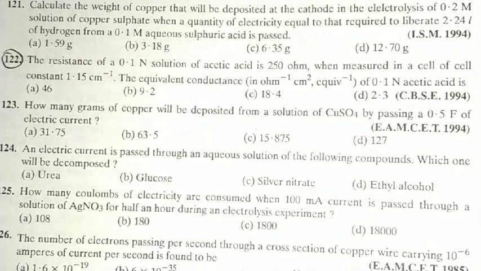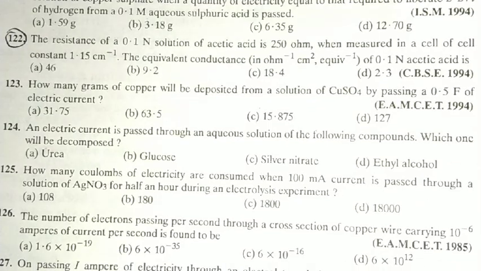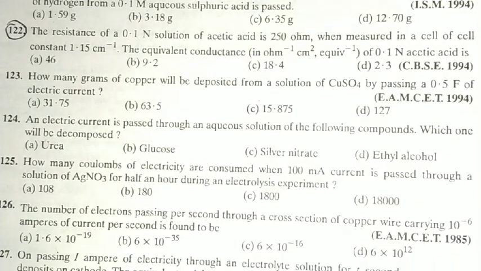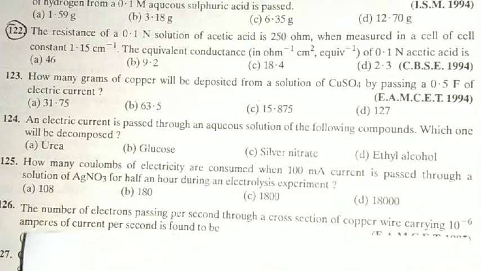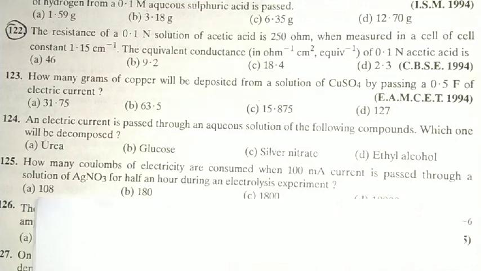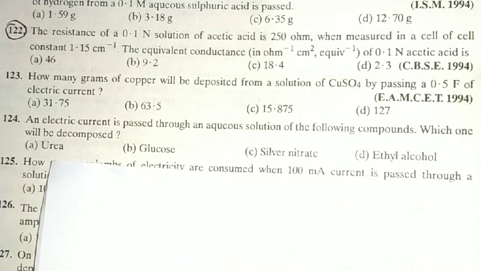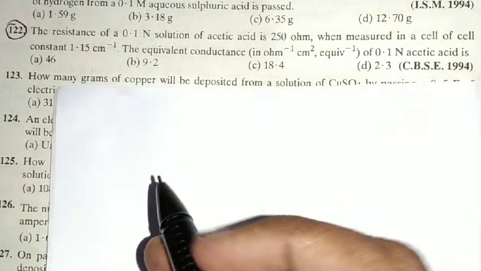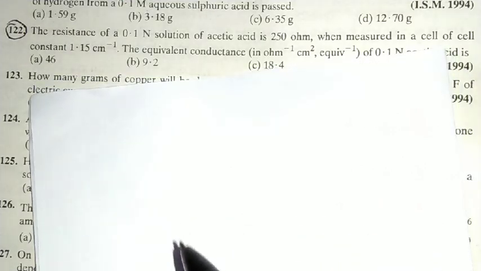So the next question is based on a different concept, which we will discuss later. In this session, we shall concentrate only on Faraday's laws. Look at question number 123. How many grams of copper will be deposited from a solution of copper sulfate by passing 0.5 F of electric current? So here also, as in the previous concept, it is the number of gram equivalents only. The number of equivalents of the metal is equal to the number of farads passed.